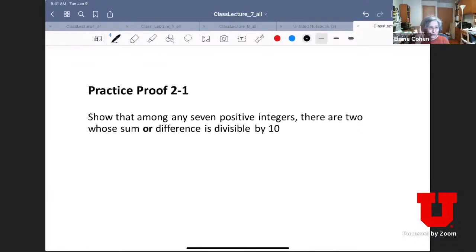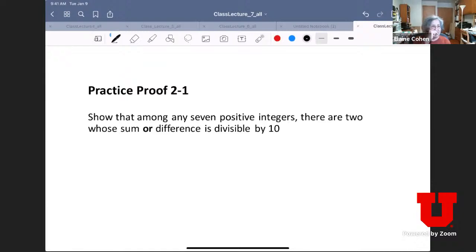Let me give you a clue. When it says among any 7 positive integers, there are 2 whose sum or difference, that immediately says pigeonhole property. So your key is to figure out what's M, what's K, what's N, and then how to label them.